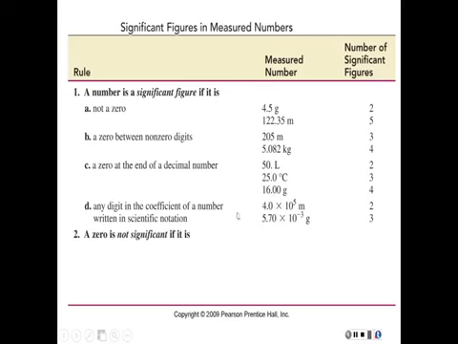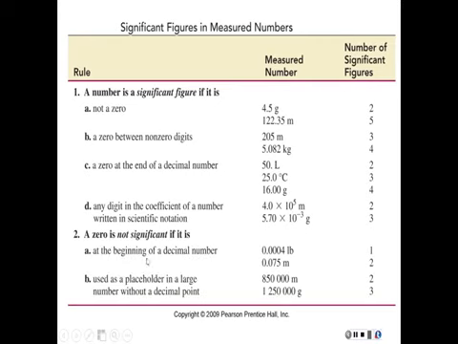And here we have 2 numbers in scientific notation. Anytime you have scientific notation written, those numbers to the left of the X are always significant. You don't have to worry about whether they're zeros or not. The powers of 10 themselves are never significant.